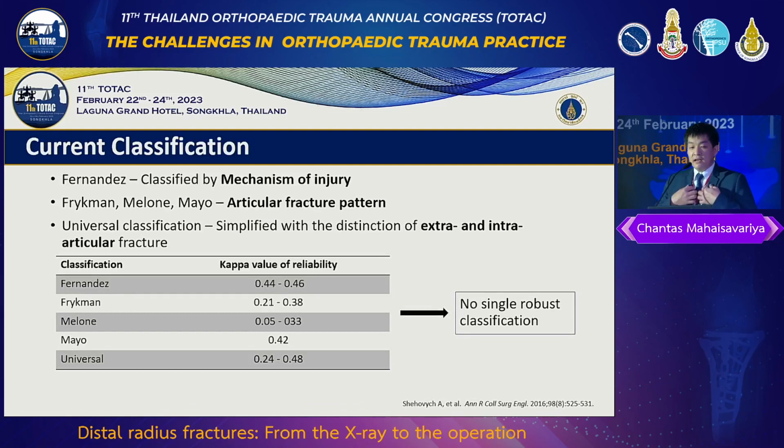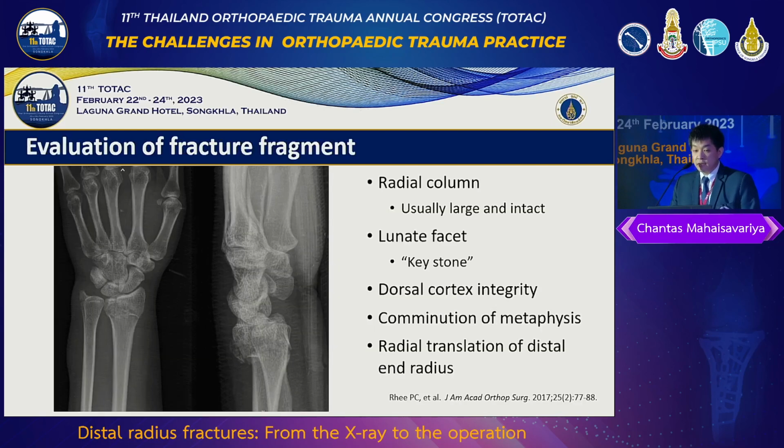The current classifications that we use are Fernandez, which is classified by the mechanism of injuries, or Frykman, Melone, or Mayo, which classify by the articular fracture patterns, or the universal classification, which tries to simplify everything. But in the current study that shows the reliability of each classification, we saw that they give only average kappa values. So right now there is no single robust classification.